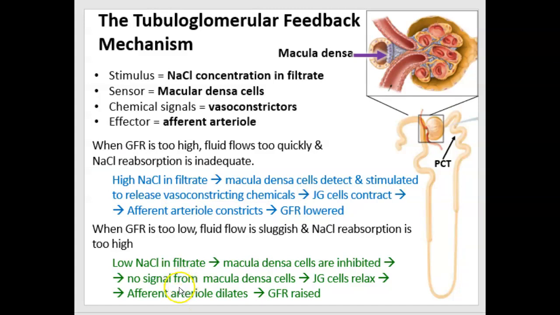And when the GFR is too low, then the fluid flow is sluggish and you get too much sodium chloride reabsorption. And so sodium chloride is low in the filtrate, and the macula densa cells are inhibited. They don't send a signal for afferent arteriole constriction, so the afferent arteriole dilates and the glomerular filtration rate is raised.